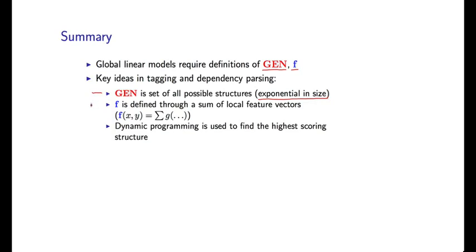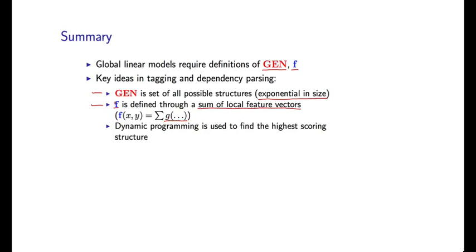To get around this, we've defined this global feature vector f through a sum of local feature vectors. So f takes an input x and some candidate structure y as its input, and returns a feature vector. This has been defined as a sum over local feature vectors, which look at subparts of the structure y. In the tagging case, the local feature vectors g looked at trigrams of tags. In the dependency parsing case, they looked at single dependencies within a parse tree.